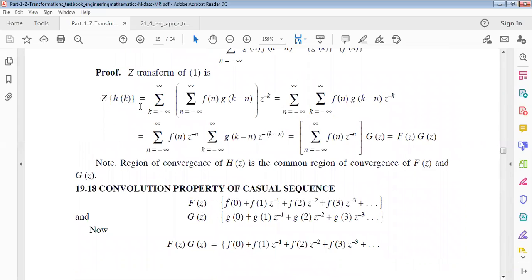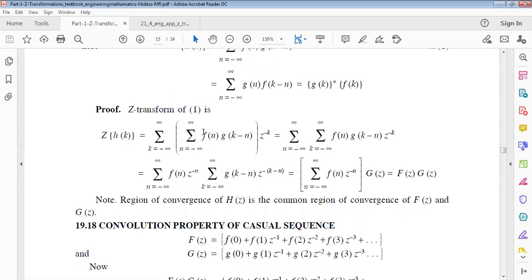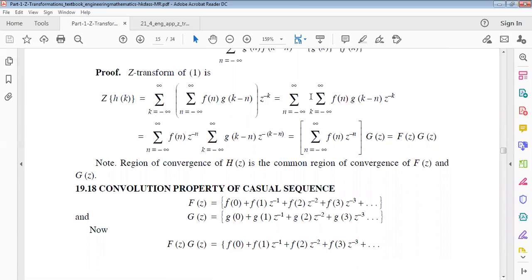The transformation of this ASK can be written, by the definition of the transformation, as the sum from k equals minus infinity to plus infinity. ASK equals the sum from n equals minus infinity to plus infinity of f of n z of k minus n. Then the sum over k of f of n z of k minus n into z to the power minus k can be split into f of n into z to the power minus n and z of k minus n into z to the power minus (k minus n). Here z to the power n and z to the power minus n will be balanced, giving 1. This is why we can take this composite summation into two individual summations.